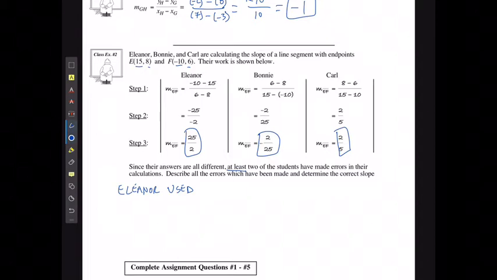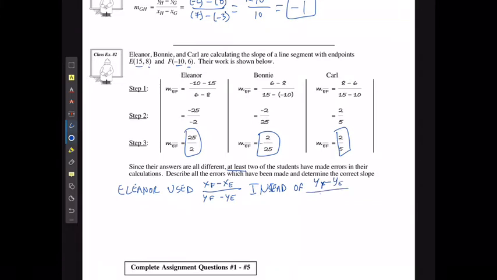She used the formula of x of f minus x of e over y of f minus y of e, as opposed to y of f minus y of e over x of f minus x of e, which basically meant she put run over rise instead of rise over run when she was solving it.